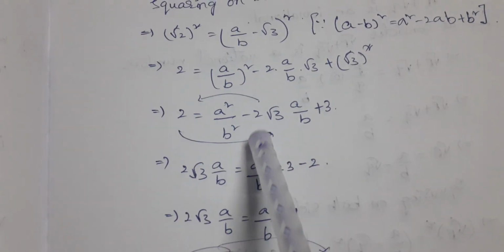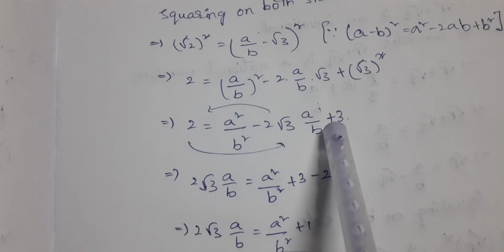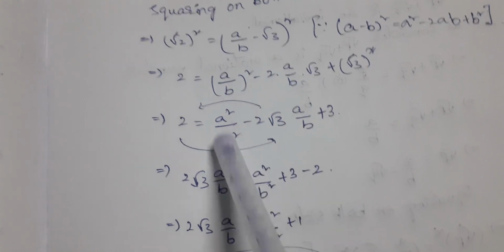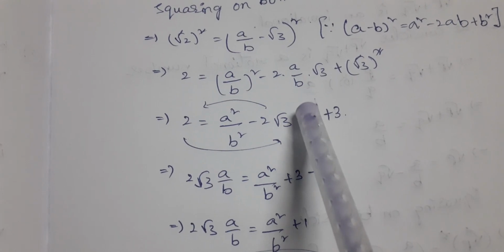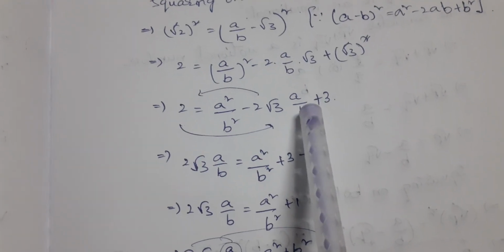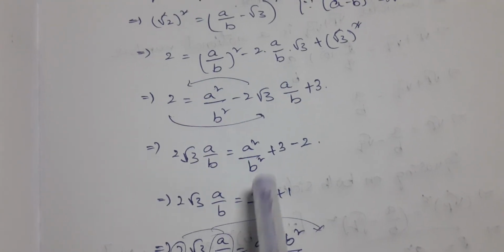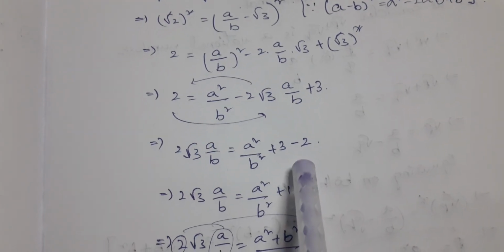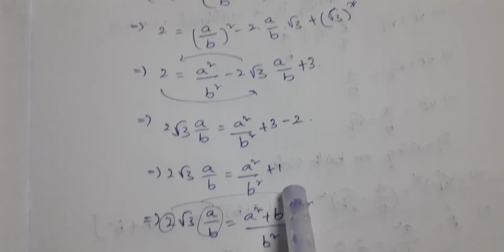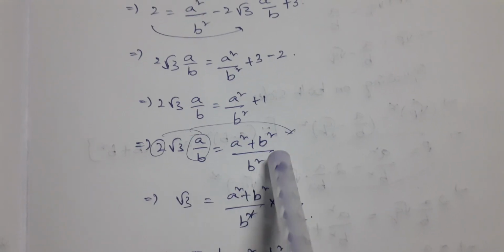I am transposing this 2 root 3 term to this side because we have to prove root value is not equal to rational value. So in this expansion, the root value is only this term. That's why we are transposing the root value to the other side. Okay, so minus 2 root 3 a by b becomes plus 2 root 3 a by b is equal to, and remaining as it is, a square by b square plus 3 here, and 2 after transposition becomes minus 2. Okay, 3 minus 2 is 1. Again I am taking LCM here: a square plus b square by b square.